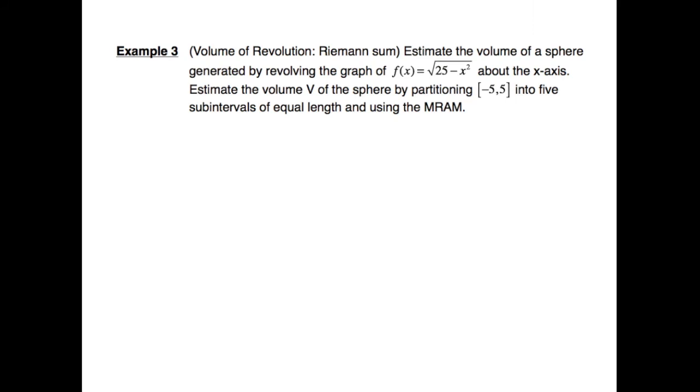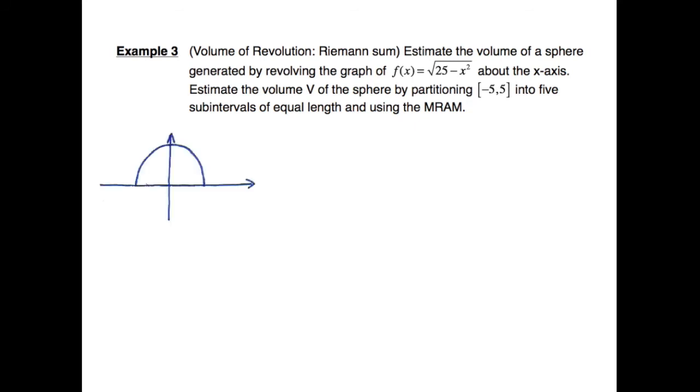Riemann sums. So it's going to use the same techniques as what we've seen with disks, but we are estimating volumes. So typically it's going to be used when we have tables of values or when we don't know how to integrate the function. The question is, estimate the volume of a sphere generated by revolving the graph of f of x equals root of 25 minus x squared about the x-axis. Estimate the volume V of the sphere by partitioning the interval [-5, 5] into 5 subintervals of equal length and using MRAM.